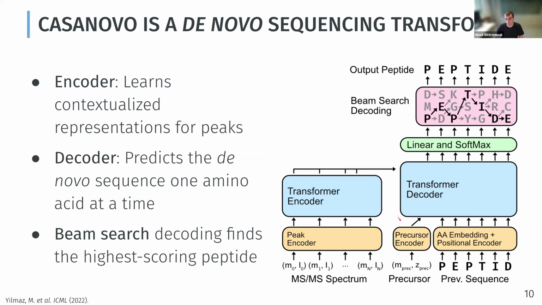The decoder gets some additional information from the precursor, so the precursor mass and charge, and then autoregressively predicts amino acids. So this means that it will predict one amino acid at a time. In this case, it will first get a start decoding instruction. The first amino acid that it will predict is the P. This will be fed back into the decoder to then predict the next amino acid, which will be an E, which will be fed back into the decoder, etc. And then finally, there's also a beam search decoding step to maximize the score of the entire peptide sequence.